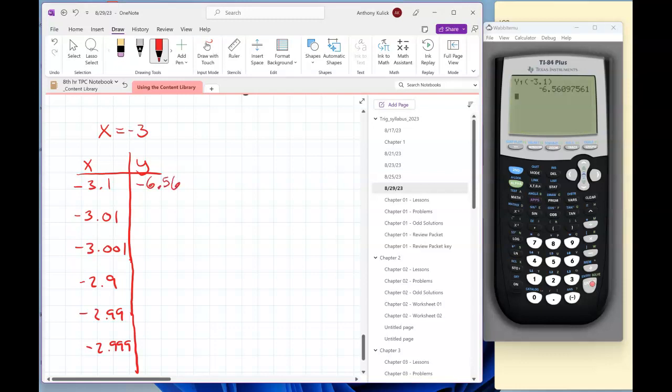Now, you're probably thinking to yourself, yo, Mr. Kulik, that was a lot of menus to jump through to get that y1. Isn't there a better way of doing it? Well, once you've done it once, since we're going to be doing this a whole bunch of times, I can just press second and the enter button. That'll recall the last thing that I typed. So I can just edit that line to turn it into negative 3.01 and press enter, and I don't have to jump through any menus. And then I can do the same thing. I can press second and enter again and update that to be 3.001 and just press enter again.